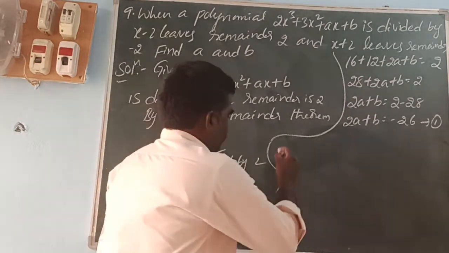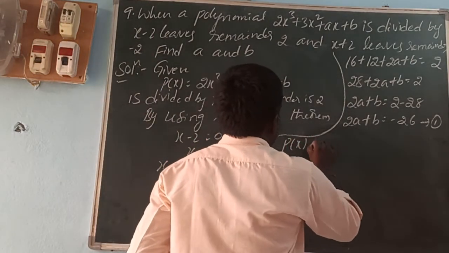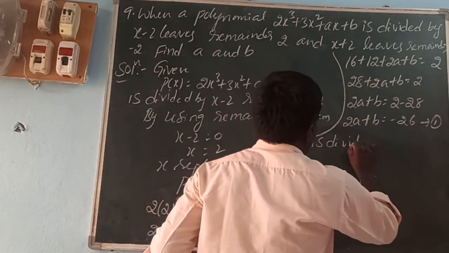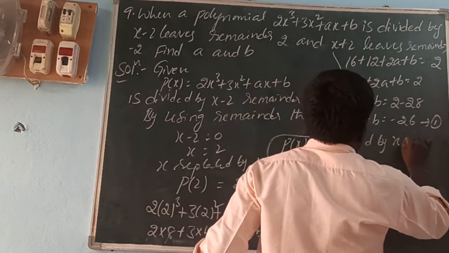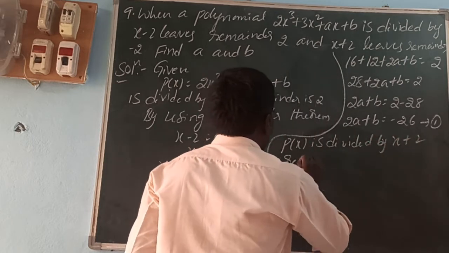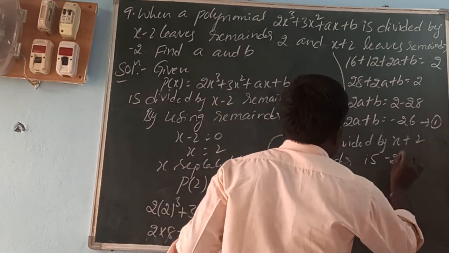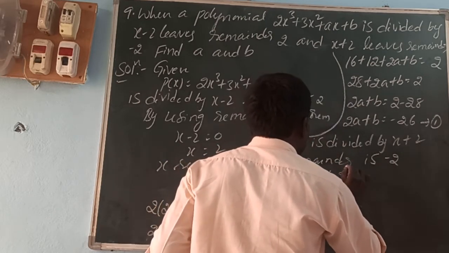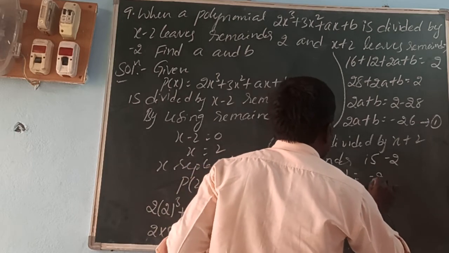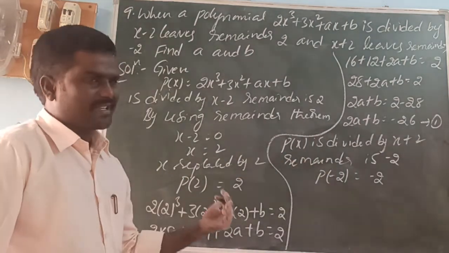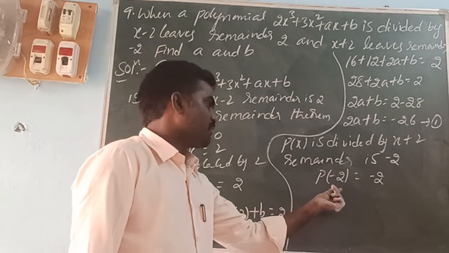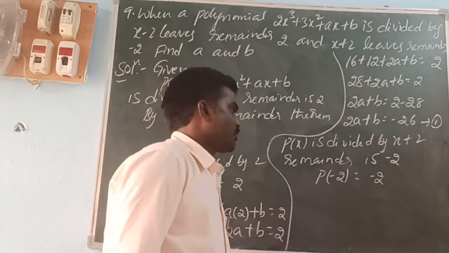Okay, next the polynomial p of x is divided by x plus 2. The remainder is minus 2. So that is here p of minus 2 is equal to minus 2. x plus 2 is equal to 0, x is equal to minus 2. In the place of x you can put minus 2. Its value is how much? Minus 2.